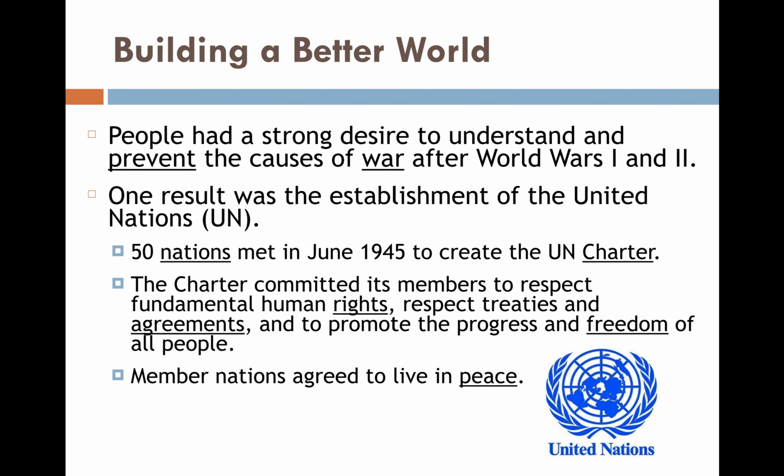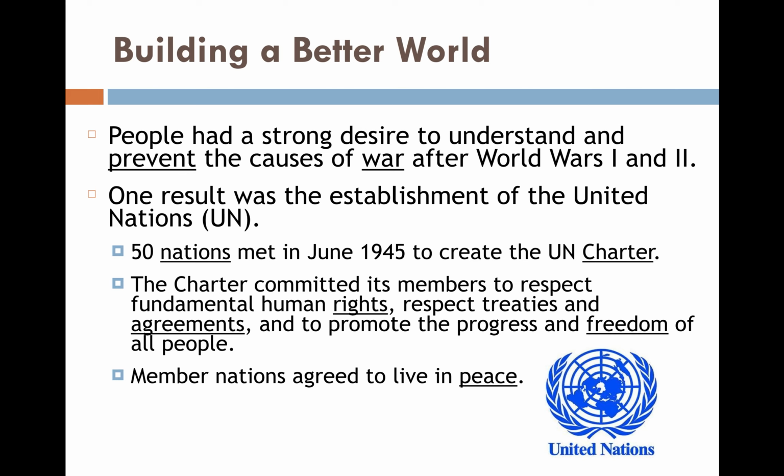So, once World War II is over, it's understandable that people have a strong desire to understand and prevent the causes of war after World War I and World War II. So, in the previous several decades, there have been two massive conflicts, and people don't want to do that again. And so, one of the results of World War II was the establishment of the United Nations. This is a growth of the League of Nations that was formed after World War I, which the United States had not joined, but the United States does decide to join the United Nations.